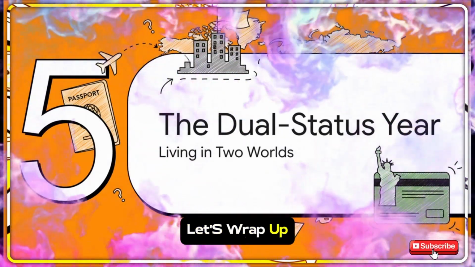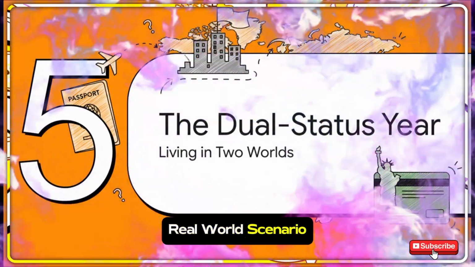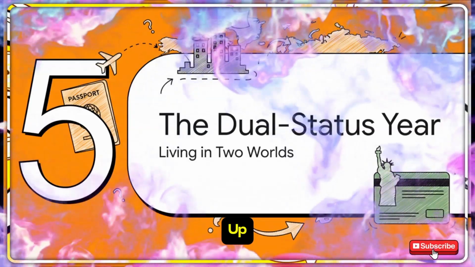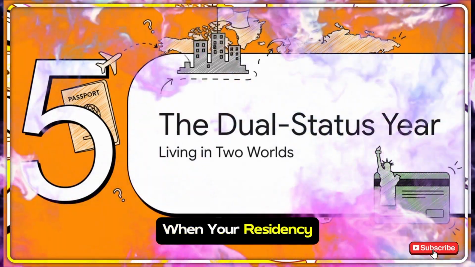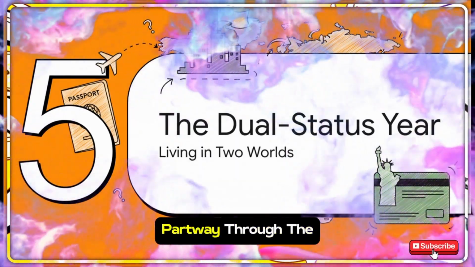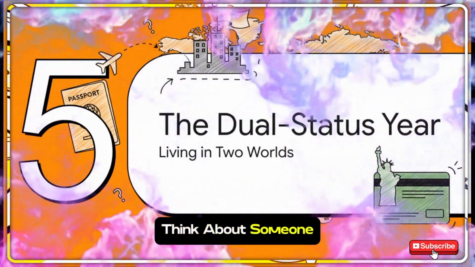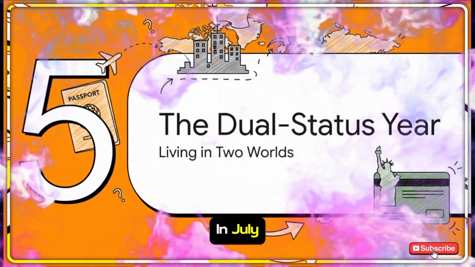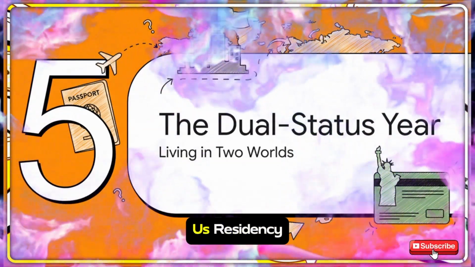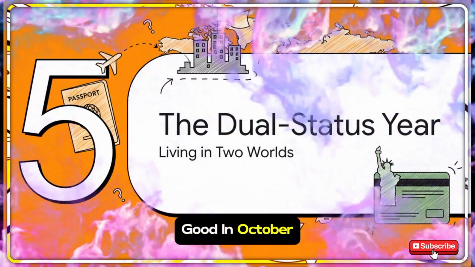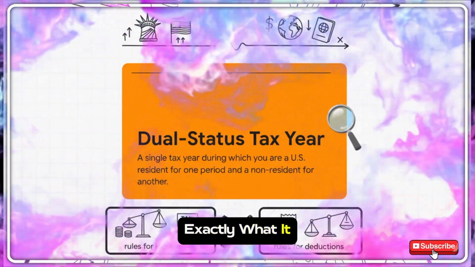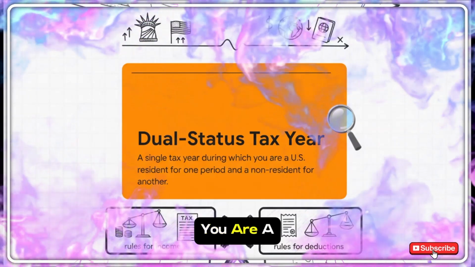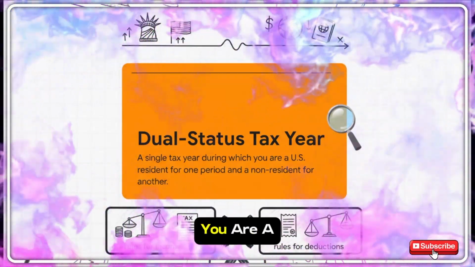Okay, let's wrap up with one last real-world scenario that trips a lot of people up. The dual status. This is what happens when your residency status actually changes partway through the year. Think about someone who arrives on a green card in July, or someone who gives up their US residency and leaves for good in October. So a dual status here means exactly what it sounds like. For part of the year, you are a non-resident, and for the other part, you are a resident.